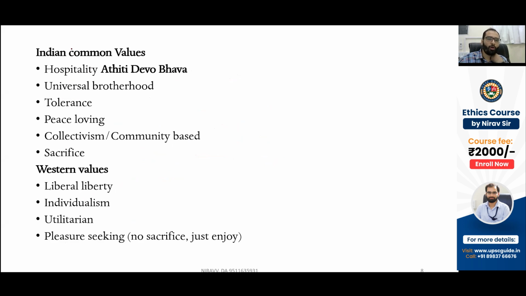Now what are the common Indian values? These are all relative, they will be different from Western values, right? So what are the Indian values? Hospitality. We always say "Atithi Devo Bhava". Yes or no? Now what is an example of this?